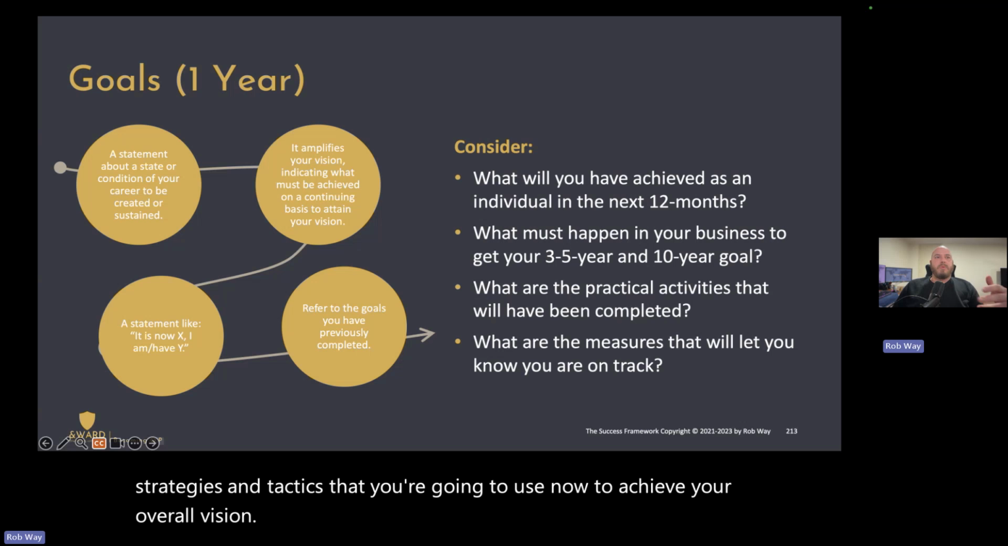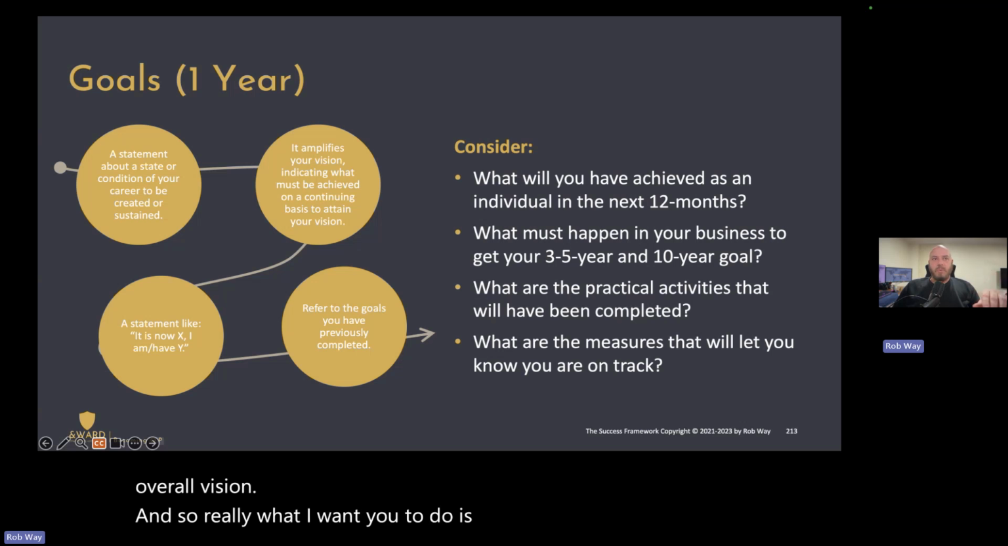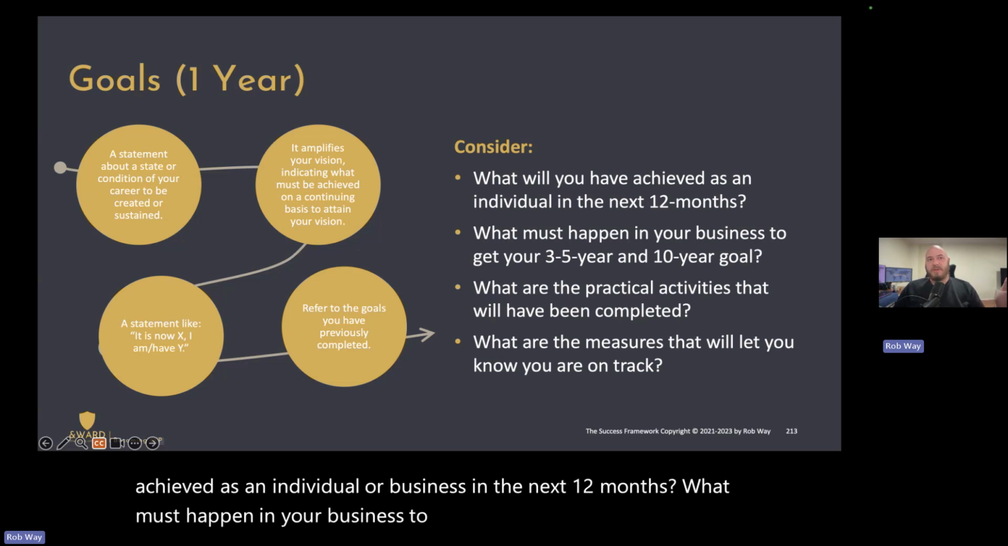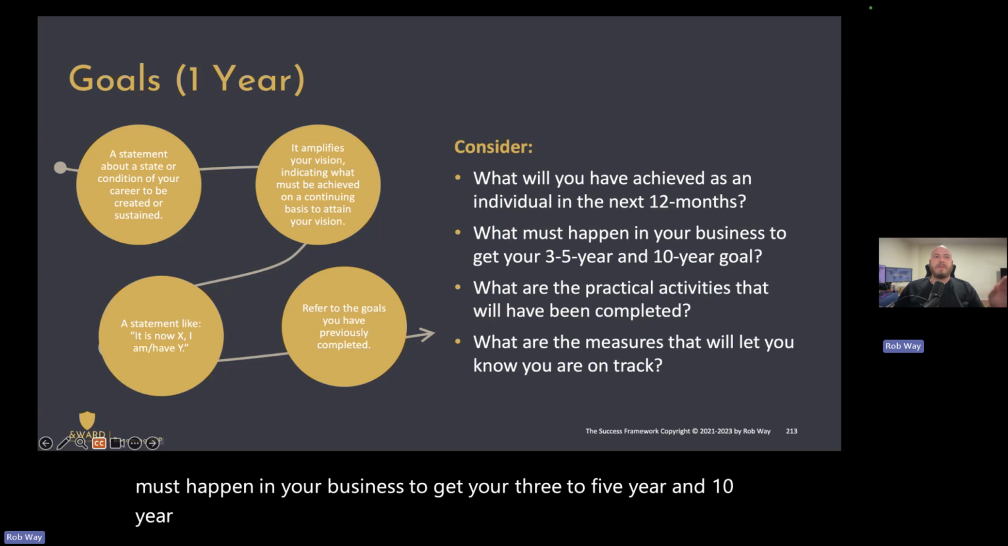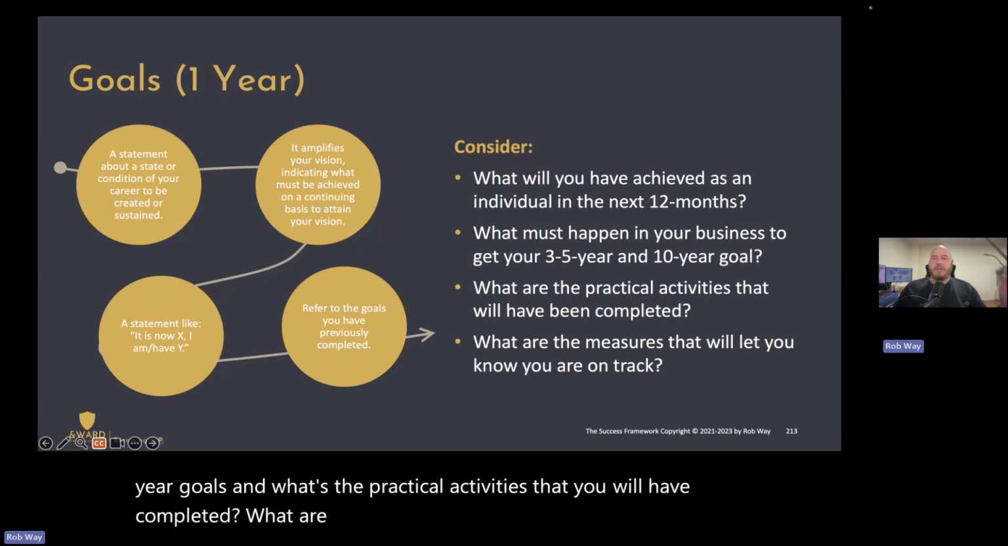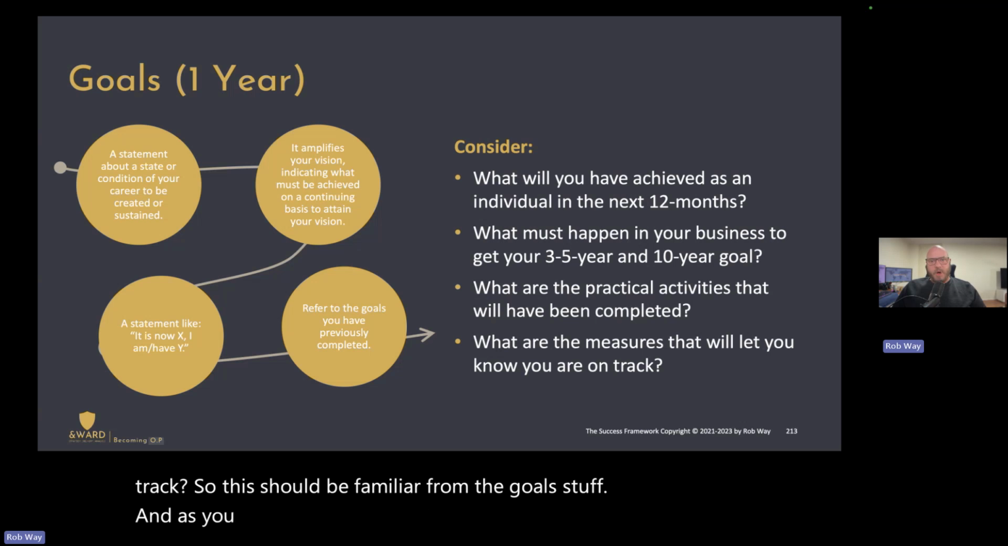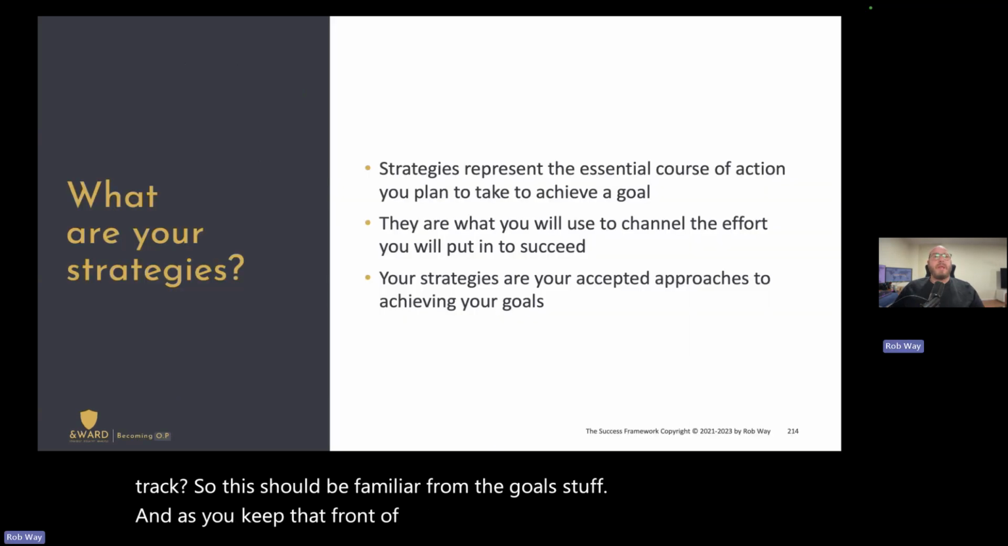And so really what I want you to do is consider what will you have achieved as an individual or business in the next 12 months? What must happen in your business to get your 3 to 5 year and 10-year goals? And what are the practical activities that you will have completed? What are the measures that will let you know you're on track? So this should be familiar from the goals stuff. And as you keep that front of mind, we can then zero in on your strategies.